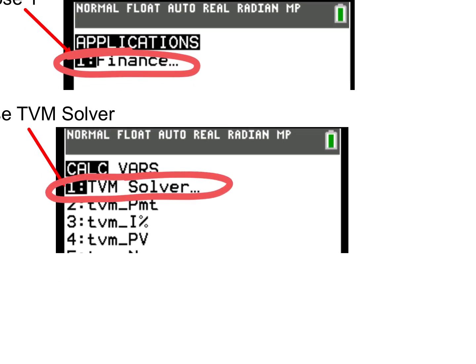Ooh, and they put the TVM solver. Time value of money is what TVM stands for. Press the first one? Yep, take the first one in every category. And that means that this is the best of all the finance apps that they have. You probably only use this one, but it's seriously really good.